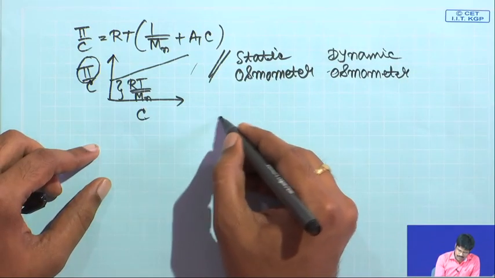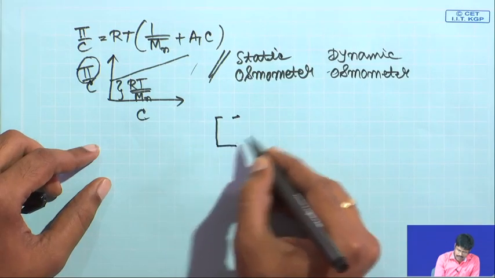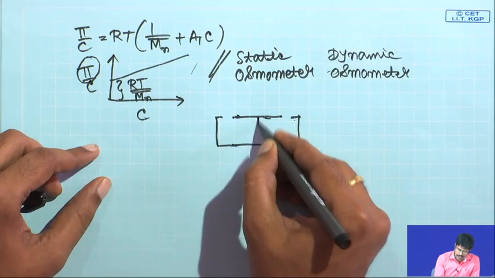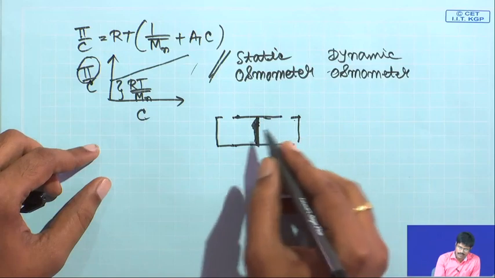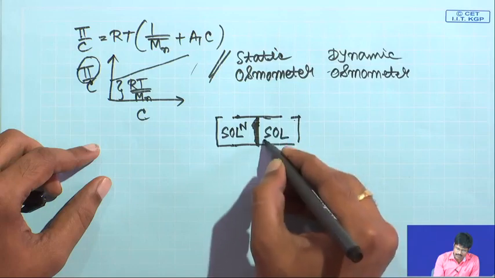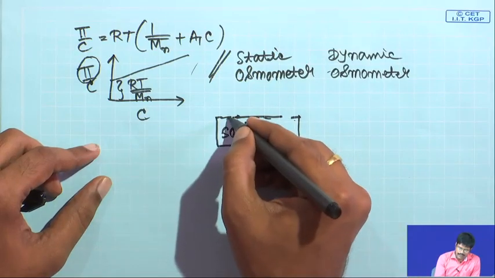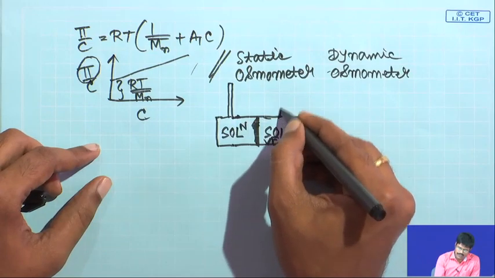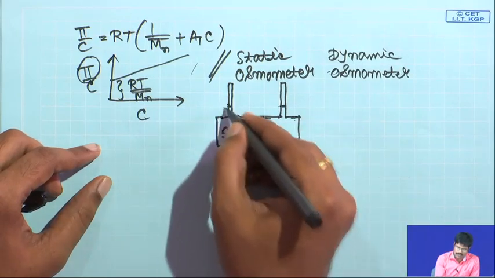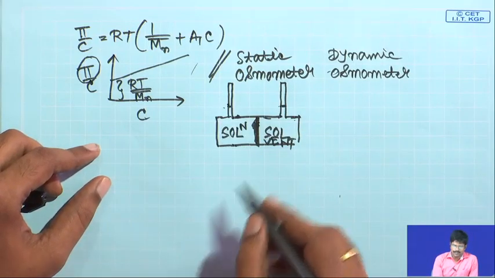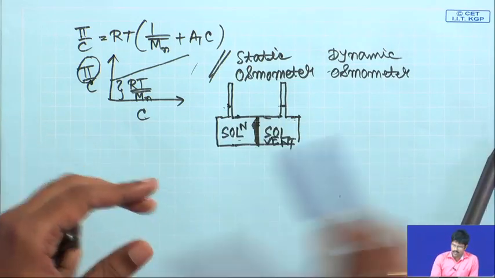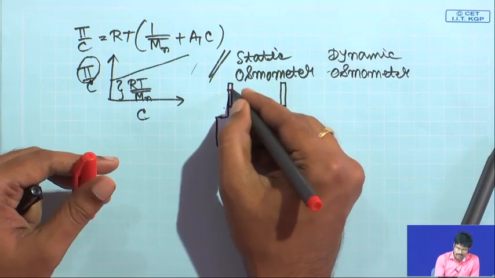So I am just drawing a schematic. You have basically chambers like this. You have a semipermeable membrane here, you have a solution here and the solvent here, and you have a capillary on both sides. Initially both of them have the same height. Now, when you put the semipermeable membrane, what will happen? The solvent will flow to this side and this height will change. So let us say this height changes to here.